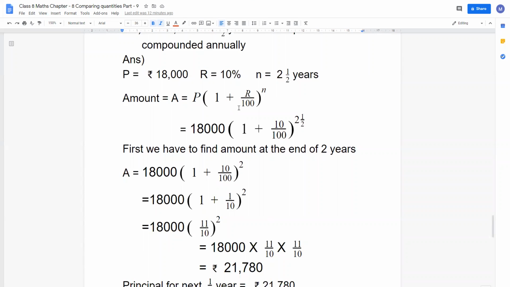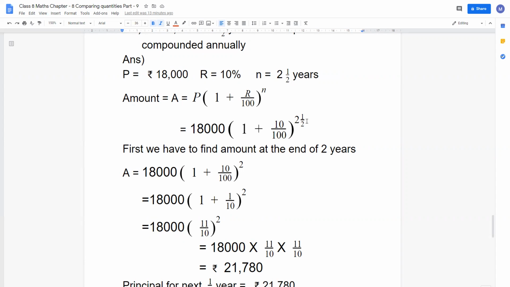Okay, we will proceed. Take the formula for compound interest. A equal to P into (1 plus R upon 100) the whole raised to N. So P is 18,000 into (1 plus R is 10%, so 10 upon 100) the whole raised to 2 integer 1 upon 2. So we cannot find it directly with 2 integer 1 upon 2 as a mixed number. So what we are going to do, first we will calculate the amount at the end of 2 full years by the compound interest formula. Then the half year is left, that we will find separately after getting the amount at the end of 2 years. So first we have to find the amount at the end of 2 years. So A equal to 18,000 into (1 plus 10 upon 100) the whole square. We have not taken this half.